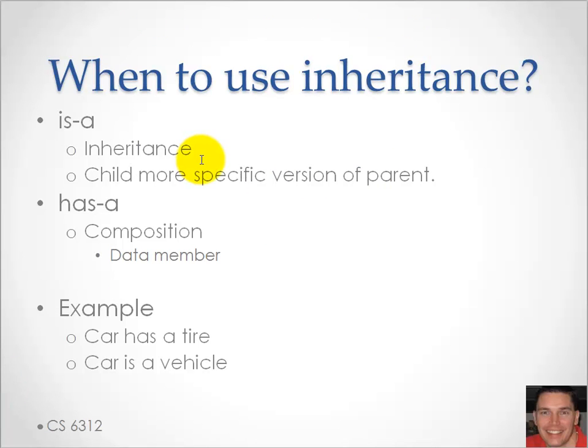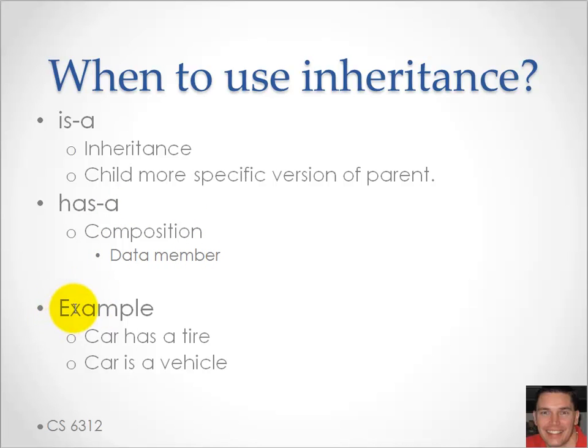The last thing I want to look at is when to use inheritance. Last time we looked at this is-a relationship. So if we have an is-a relationship when we're defining and designing our system with various objects, then we're going to start thinking inheritance, where the child is a more specific version of the parent. Or if we have a has-a relationship between objects in our system, then we're going to think more of composition, where it's going to be a data member of a class.